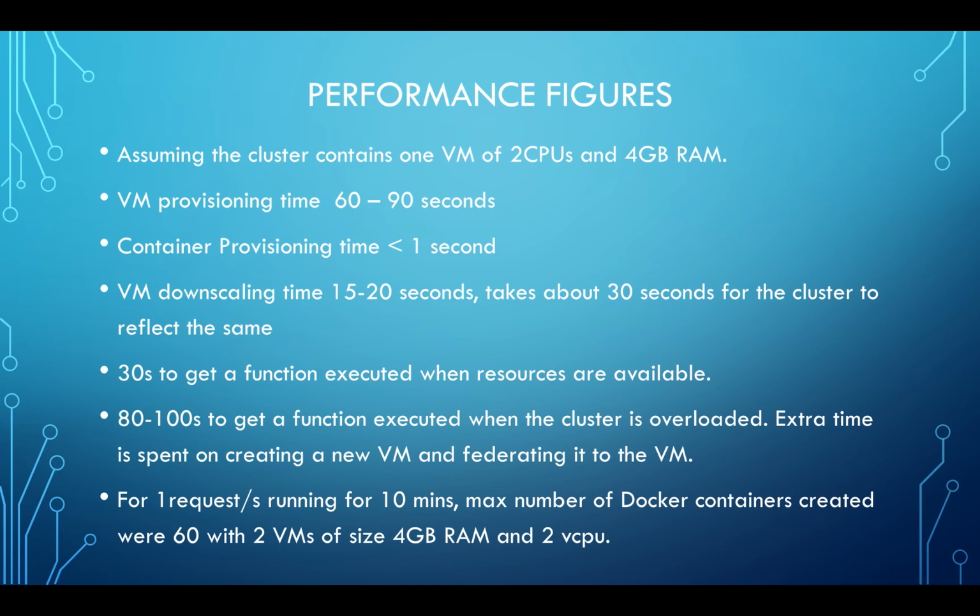During this whole execution, we monitored some performance figures. The VMs that get created are generally 2 CPU and 4 GB RAM. Initially, VM provisioning takes around 60 to 90 seconds, depending on the network availability, the VM provisioning time, and the time taken for it to be ready with the key mapping. Once a VM is up, container provisioning takes less than a second, because the container image that we're using is already pre-configured with all the installations.